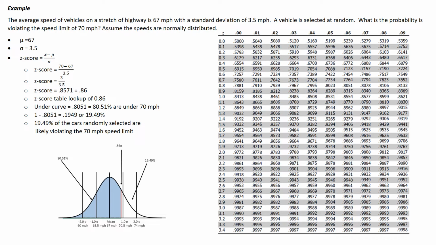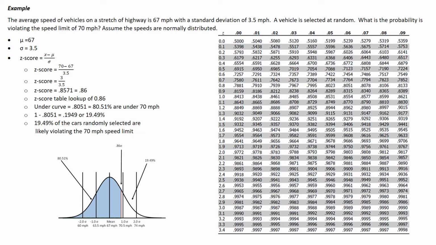So the average speed is 67. We want to know what percent of people are going 70 miles per hour. So I use my z-score formula. My x is my 70, what I'm looking for, minus my mu, which is 67, divided by 3.5. 70 minus 67 is 3 over 3.5. I use my calculator to find out that's 0.8571, which is approximately 0.86 when I round it. So 3 over 3.5 is 0.86.